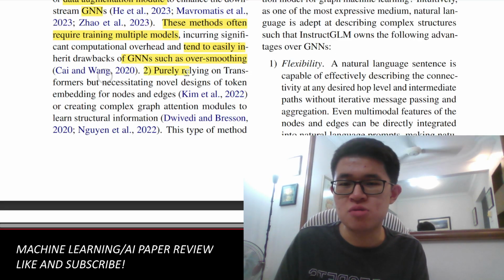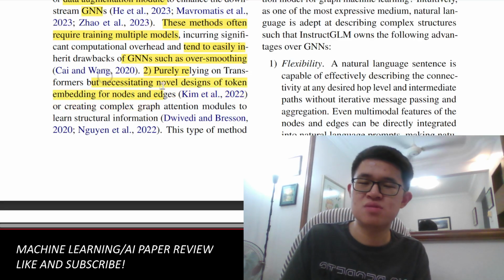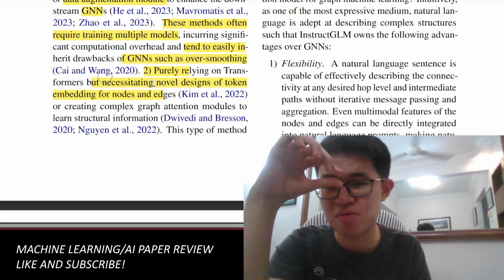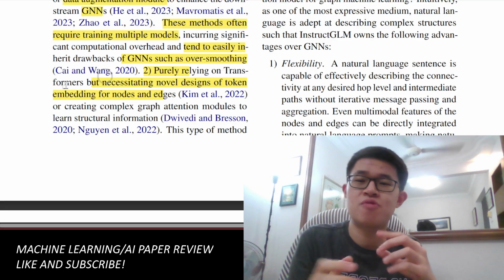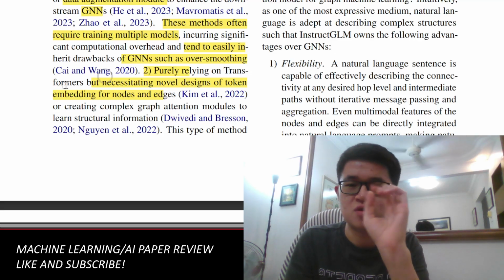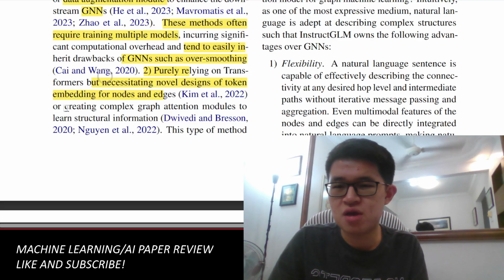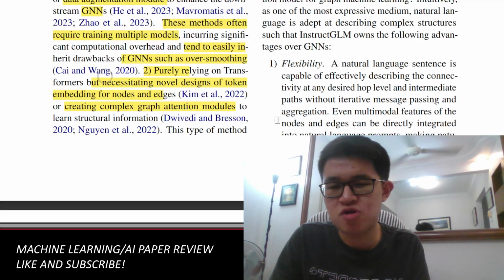And okay, point two: purely relying on transformers, but necessitating novel designs of embeddings for nodes and edges. So another branch of effort in the community is to try to use the transformer architecture, but they propose some new designs for the token embeddings for the nodes and the edges, or they create complicated graph attention modules to capture the structure of the graph.